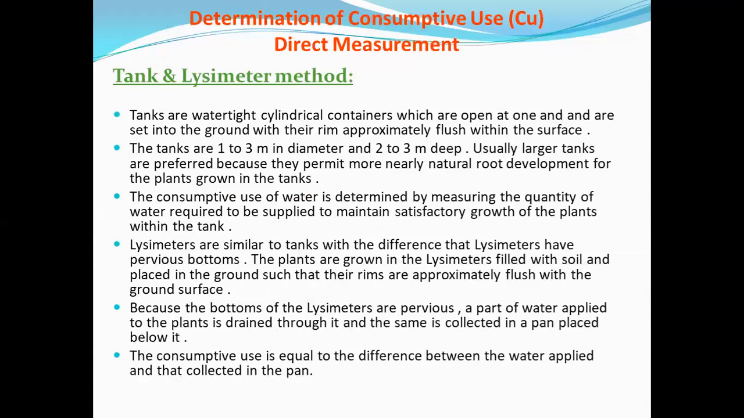First, we take the tank and lysimeter method, which is used for determination of consumptive use, known as capital CU, which includes the direct measurement methods, right? So, tanks are watertight cylindrical containers which are open at one end and are set into the ground with their rim approximately flush with the surface. The tanks are 1 to 3 meters in diameter and 2 to 3 meters deep.